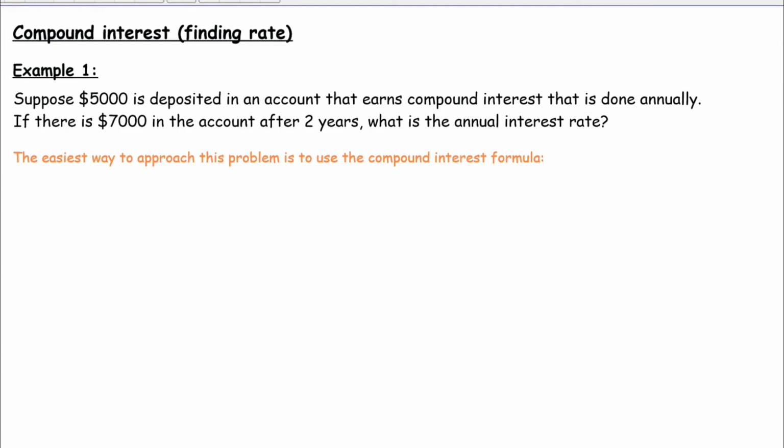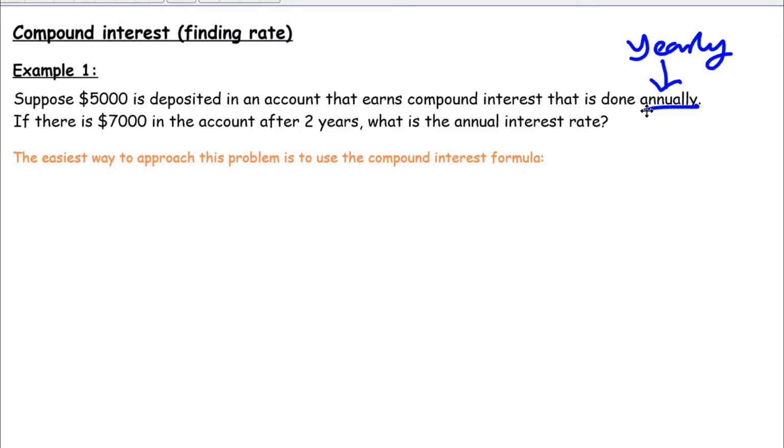In some questions, you may be required to find the interest rate in questions involving compound interest. For example, in this question, $5,000 was deposited in an account that earned a compound interest, and this compound interest is calculated yearly. That's what it means, that it's done annually. So this is yearly. If there is $7,000 in the account after 2 years, what is the yearly interest rate?